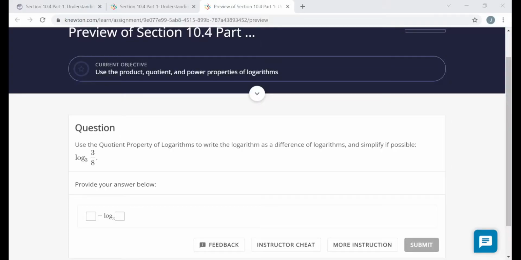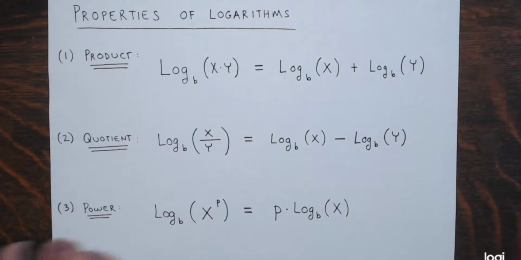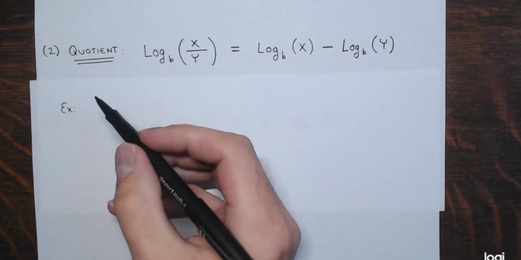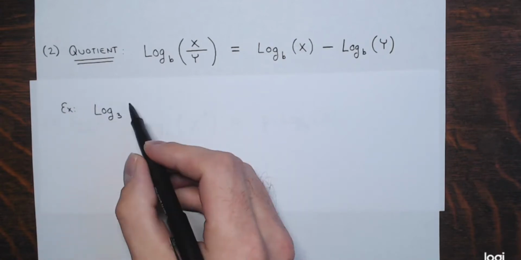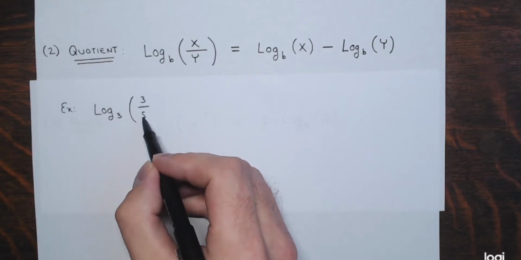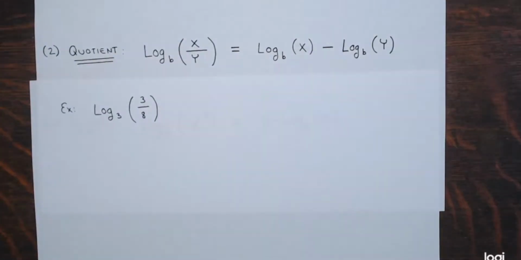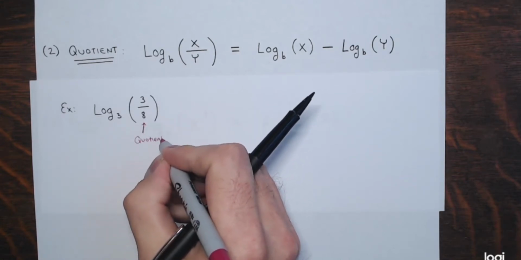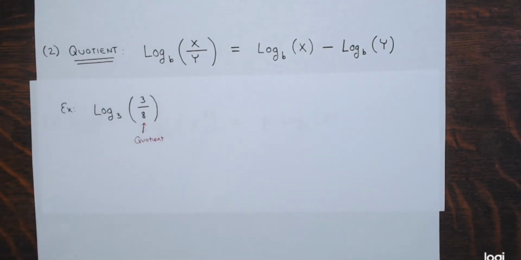So back in the assignment, this first question, they're asking us to use the quotient property. They're telling us specifically what to use to write the logarithm as a difference of logarithms and simplify if possible. So we have the logarithm base 3 of 3/8. I'll write that out underneath the quotient property. So for example, using the quotient property, we have the log base 3 of 3/8, which I'm hoping you can clearly see as a fraction, a quotient. A quotient or a fraction is the argument of the logarithm.